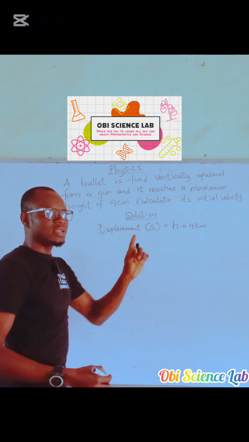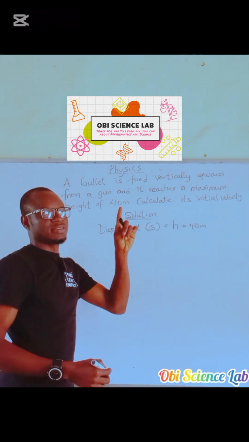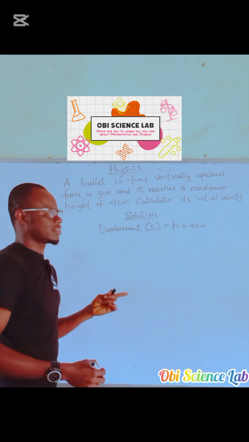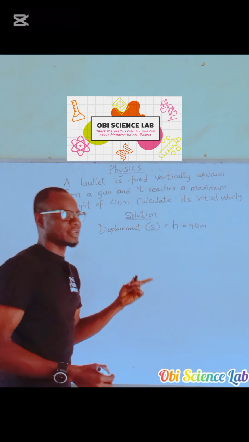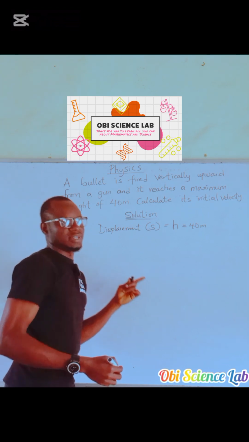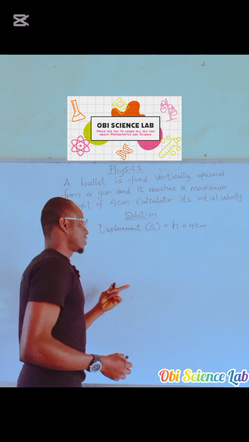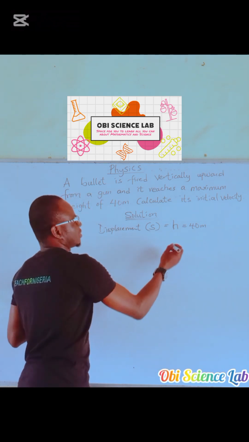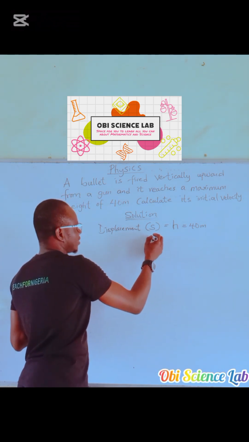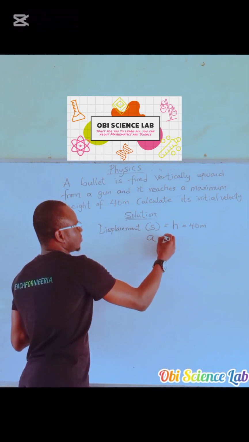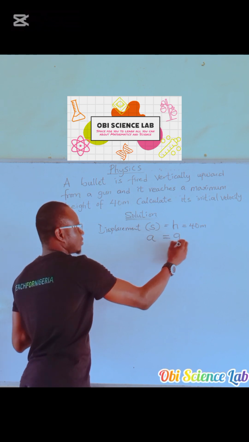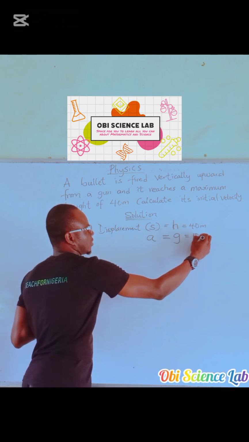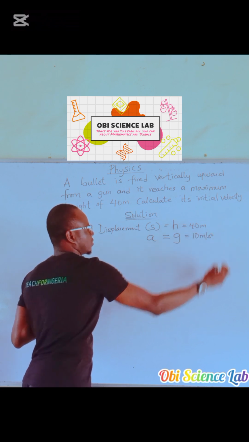Again, the bullet was shot vertically upward, telling us that this bullet was subjected to the effect of gravity. That means the acceleration, or deceleration, that will act on this bullet will be that of acceleration due to gravity. That means also the acceleration will be equal to acceleration due to gravity, which is g, and that is 10 meters per second squared.